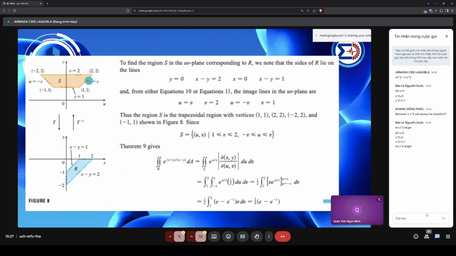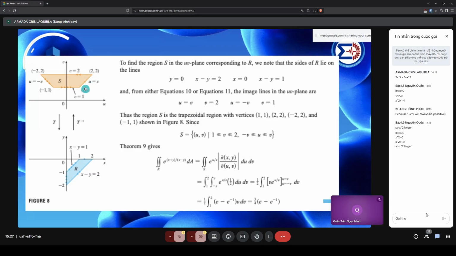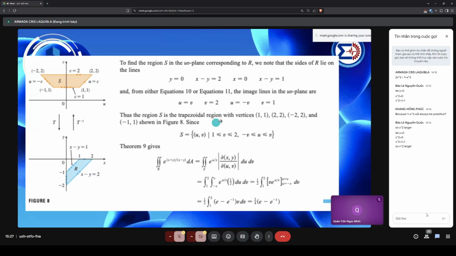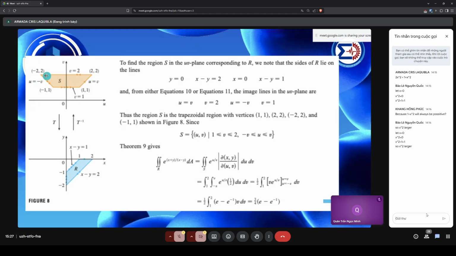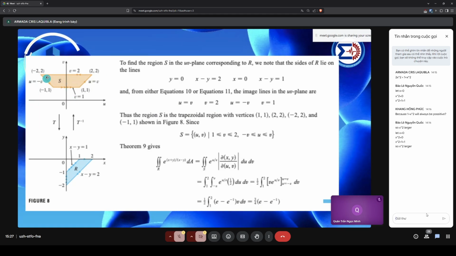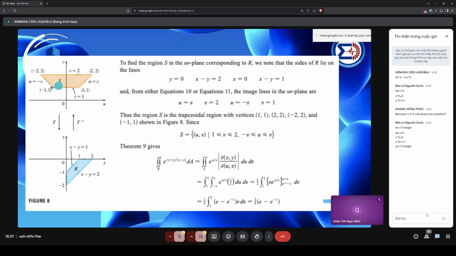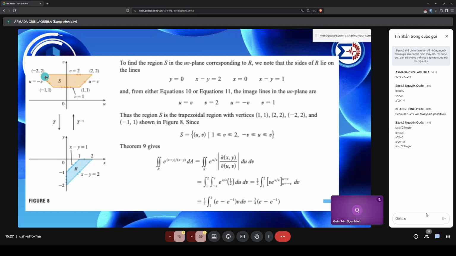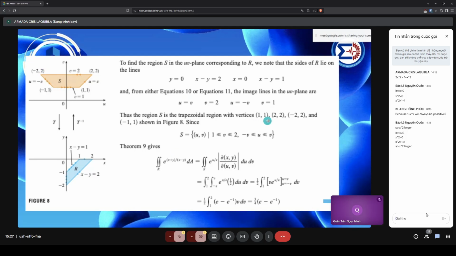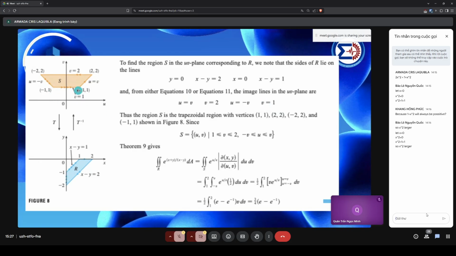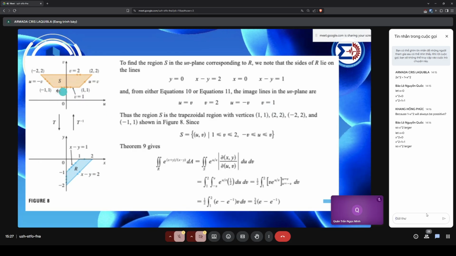First, u is equal to v is this line. U equals v. Next, v is equal to 2. V equals 2 is here on top. That's the line for your v equals 2. Next, u is equal to negative v is here. This line. Last, we have v is equal to 1. We have this line here, the lower line.